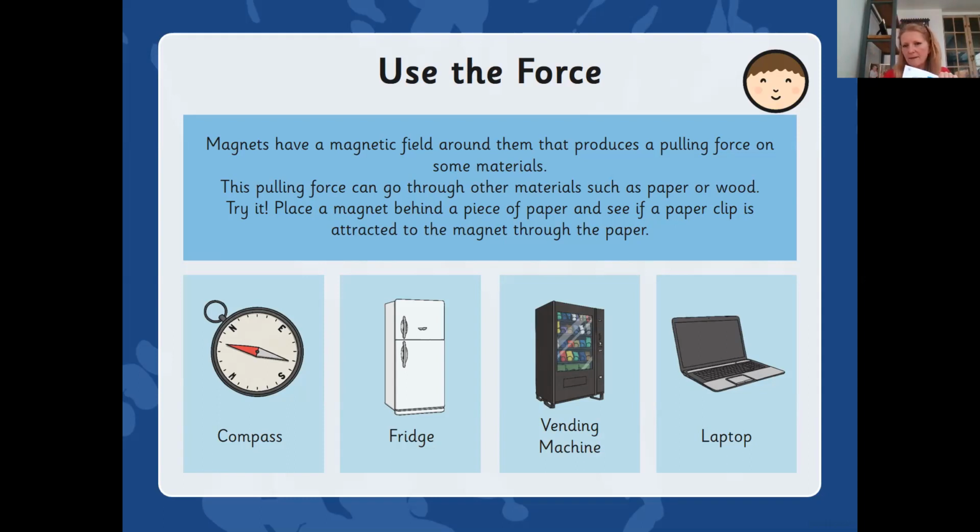So have a go. If you've got some magnets at home, try putting a magnet behind a piece of paper and see if something else, a paper clip if you've got one, is still attracted through the piece of paper. You could also then try to see if it's attracted through something thicker than a piece of paper. And what's the thickest thing it could be attracted through? That will depend on how strong the magnet is. Okay, we've got some images there of some other magnets and where they work. So we've got a compass, fridge, vending machine, and a laptop. I wonder where the magnets are in those.